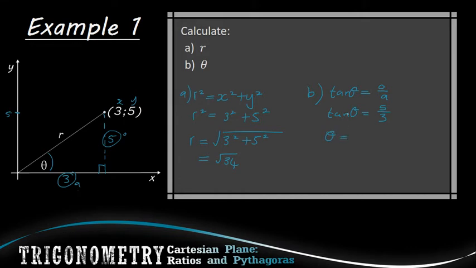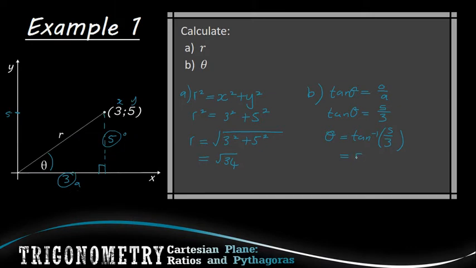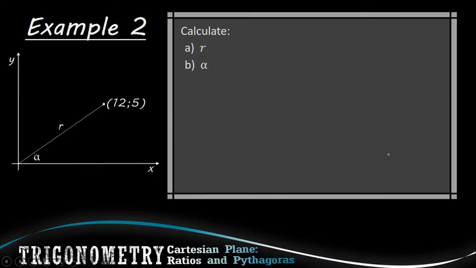So we're just going to take the inverse of tan, so the inverse of tan of 5 over 3. And then we put that onto the calculator. We say shift tan, and then we have 5 over 3. So this equals 59,04 degrees.